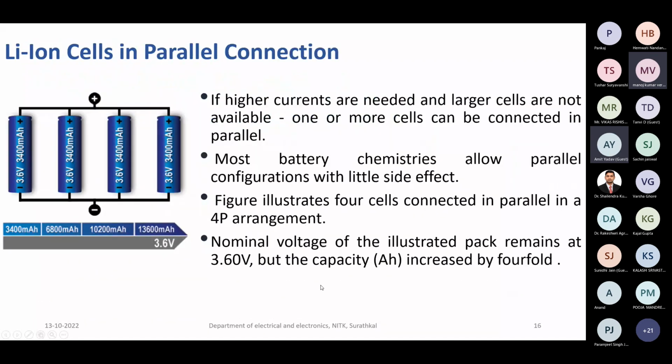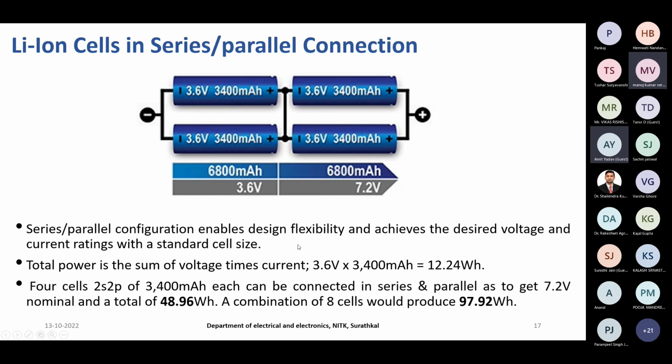If you have lithium-ion cells connected in parallel, the number of cells connected in parallel increases the current rating. If I connect 4 in parallel, I can operate at almost 13.6 ampere hour, while the nominal voltage of the pack remains 3.6 volt. The voltage remains the same, but the capacity is almost 4 times the original value. This is why we connect in series and parallel, to increase the current and the voltage.